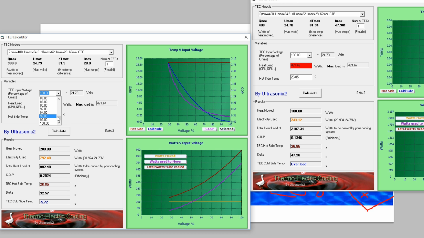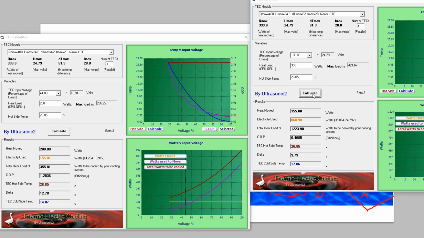Well, we can reduce the power of each one of them to something like that. Alright, so now we're moving 200 watts. Electricity used is 155, we've got a delta of 12 degrees, and we've got a heat load of 355. I think that'll work. So now we can put in 355, and that will work. So whatever this one's outputting, then moving, and we can work out the delta.